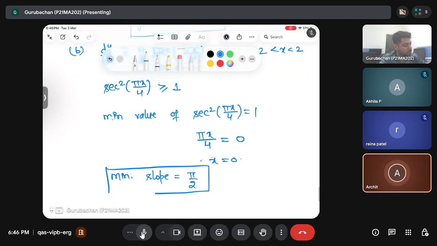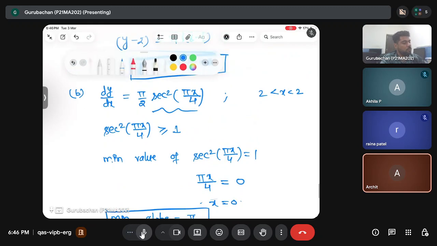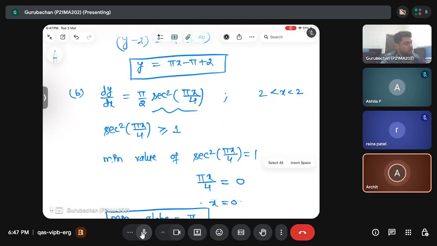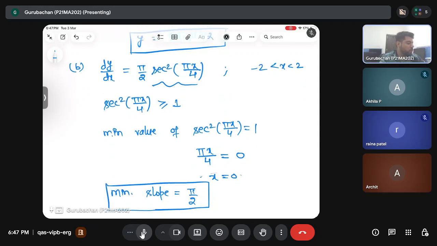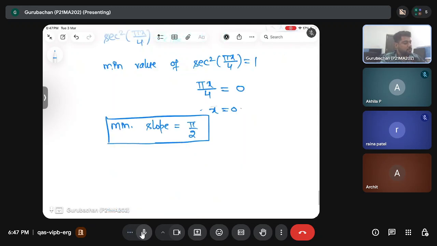Sir, if the domain is something different, then how will we approach it? Like, sir, if it starts from 1 and 0 is not included in the domain. If 0 is not included in the domain, suppose it is from 1 to 2, right? Yes, sir. So what is the graph of sec x?